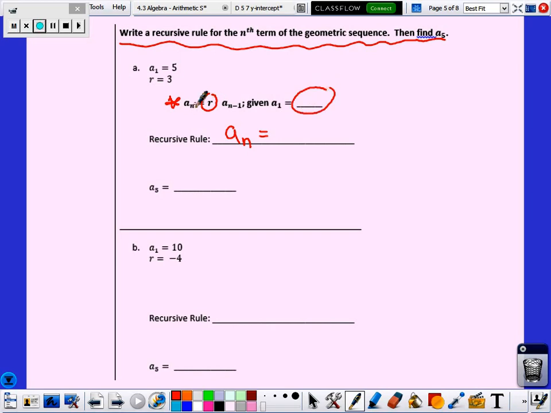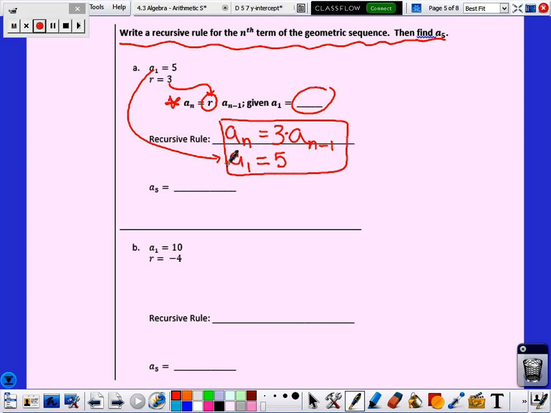So r comes next. R is 3. So a sub n equals 3 times a sub n minus 1, given that, and I'll just write it below, a sub 1 equals, and this is where we fill in what a sub 1 is, right here, a sub 1 equals 5. So this is our recursive rule. That's it. We're done.